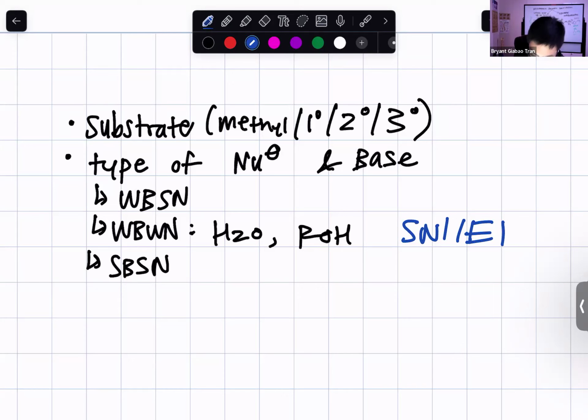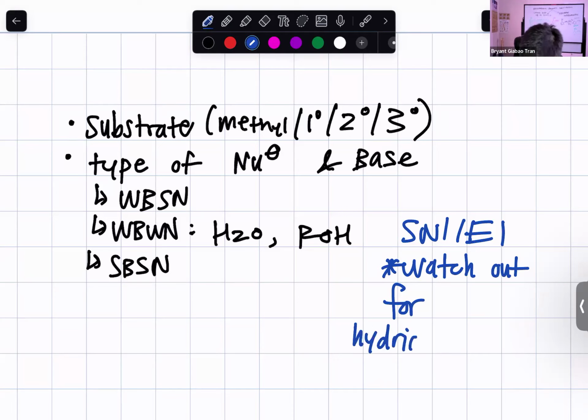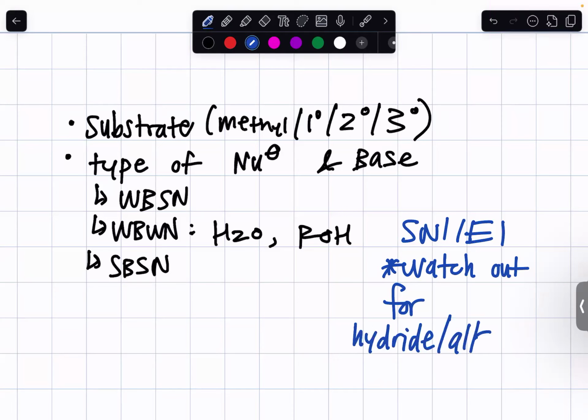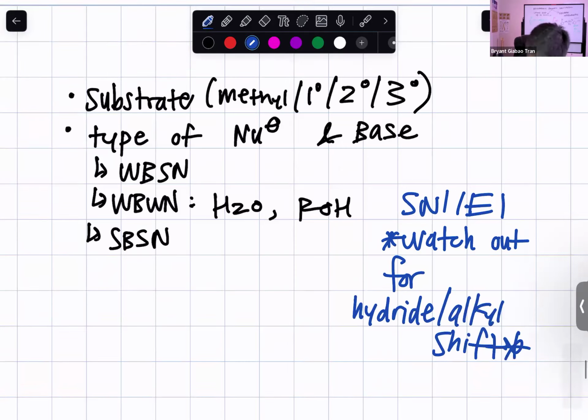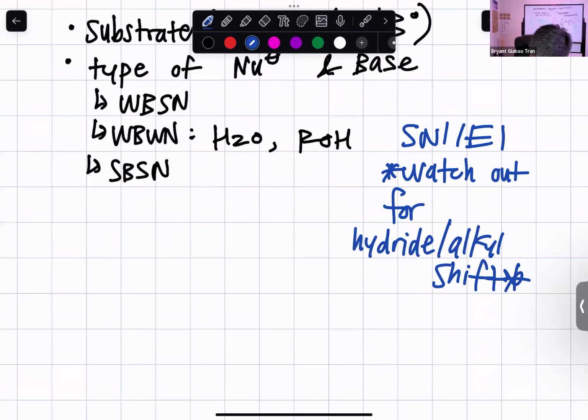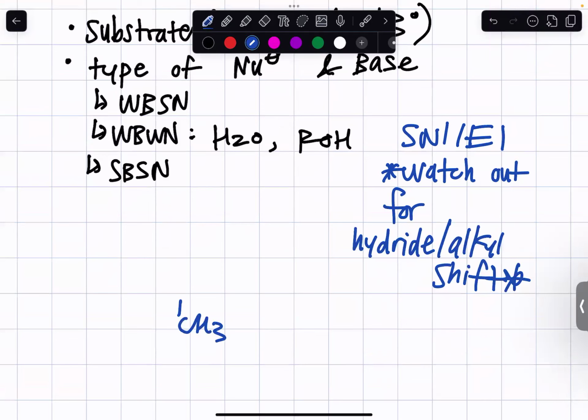And whenever you have that carbocation intermediate, you always have to watch out for a sneaky step. Watch out for hydride shift or alkyl shift, because we want to be able to react with the most stable carbocation intermediate, which would be like the tertiary, right?